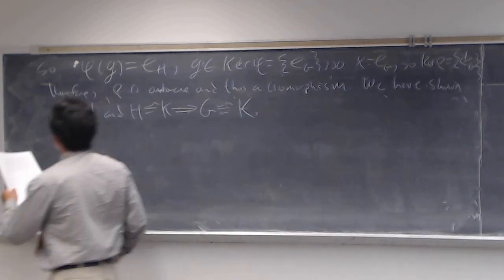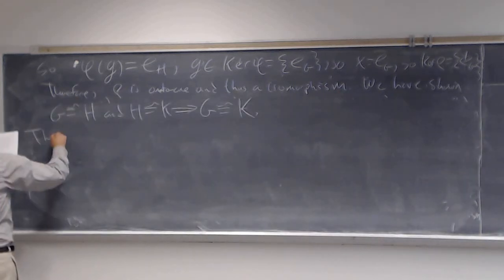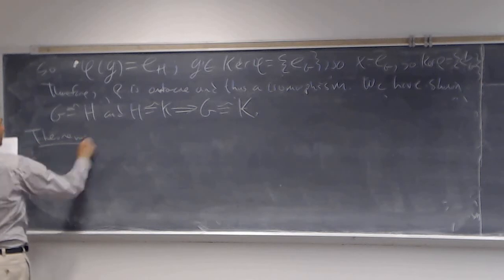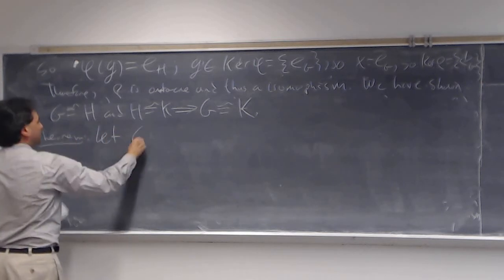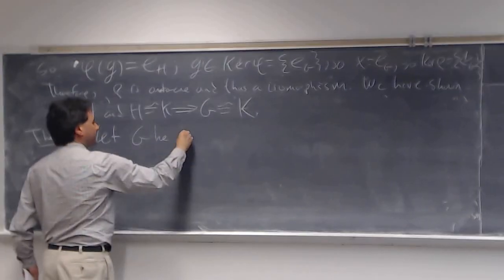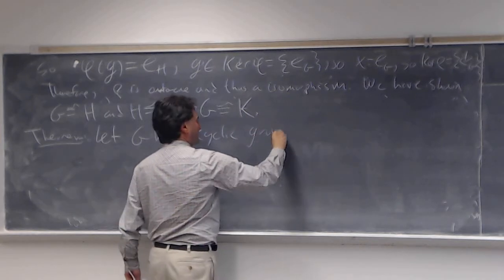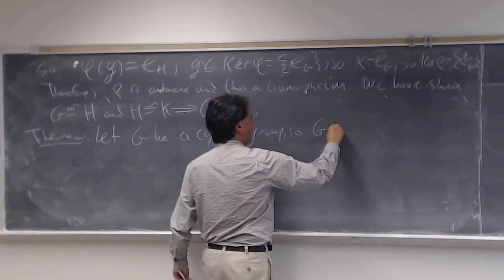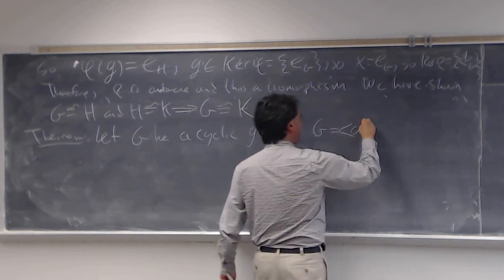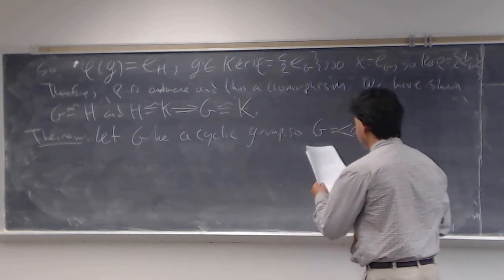So let's prove some theorems. A theorem: let G be a cyclic group. So it's got to be generated by a single element, by all powers of a single element.